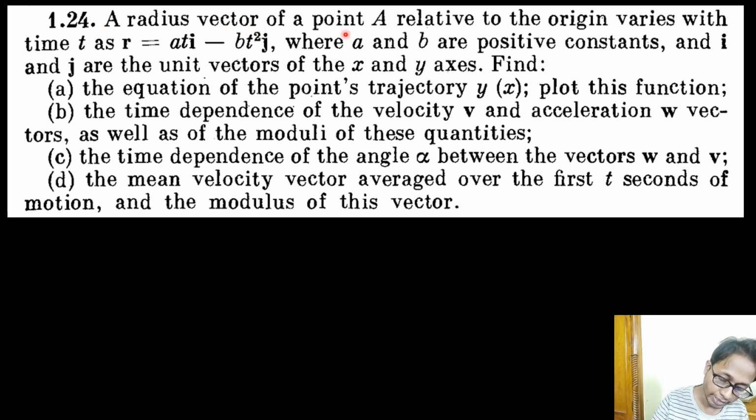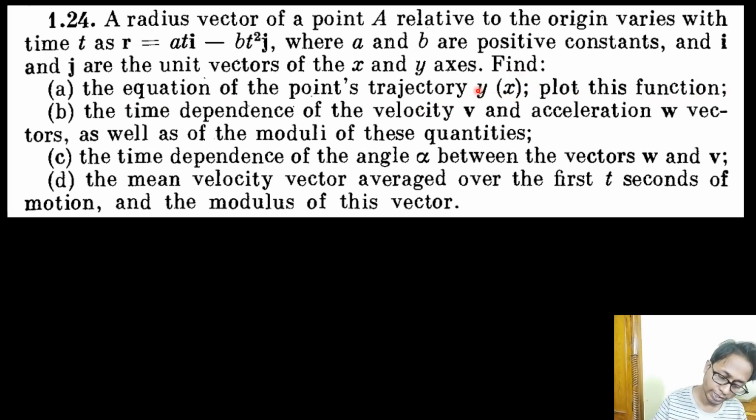A radius vector of point A relative to the origin varies as r is equal to ati minus bt square j, where a and b are positive constants. i and j are unit vectors along the x and y axis. So what is this actually? This is nothing but the displacement vector given in terms of ati and bt square j, or position vector. Find the equation of the point's trajectory y as a function of x and plot this function.